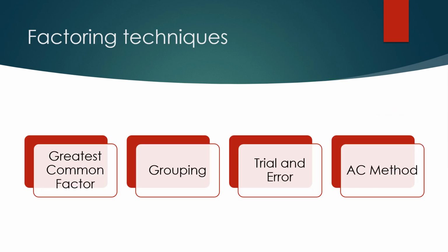Now there are many different factoring techniques. The four I'm going to highlight today are greatest common factor, grouping, trial and error, and the AC method. Please note that trial and error and the AC method are used for the same type of polynomials, so you can choose whichever one you're more comfortable with when it comes to solving the problems.